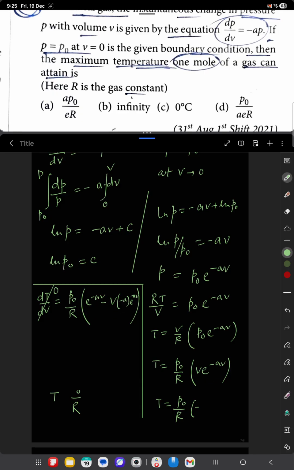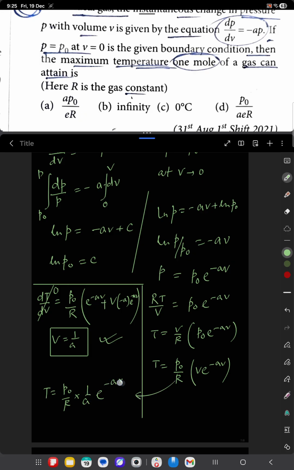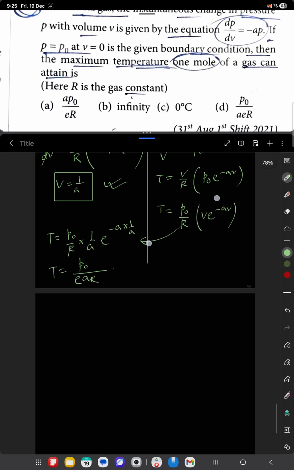So you are getting the value of V as 1 by A. As this is a single value, this could be the point of maxima. So just put the value of V, T is equal to P naught by R. V is 1 by A, e to the power minus A into 1 by A. So it comes P naught by A R e. Option D is your answer.